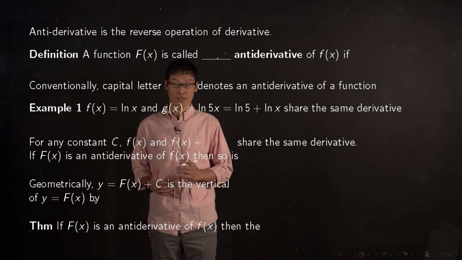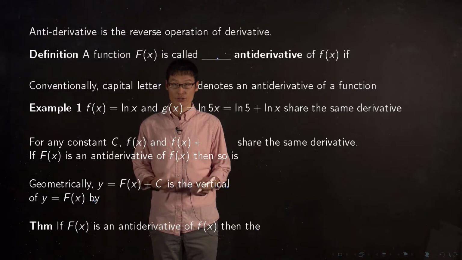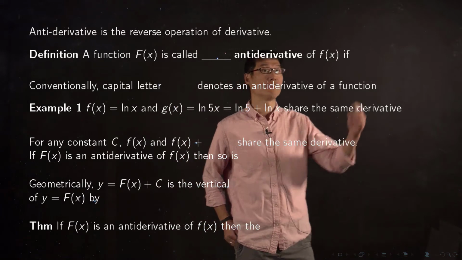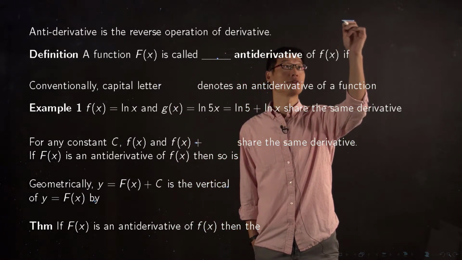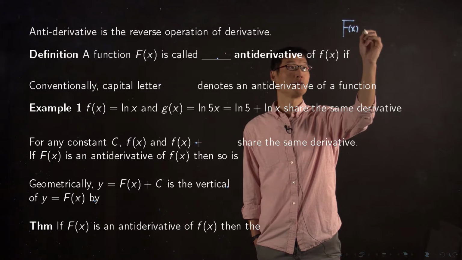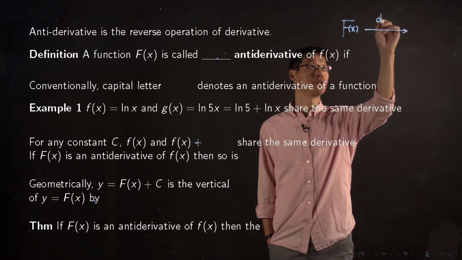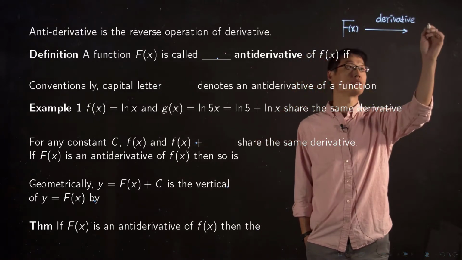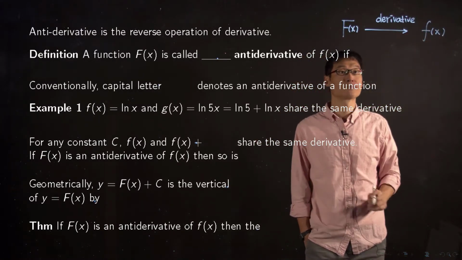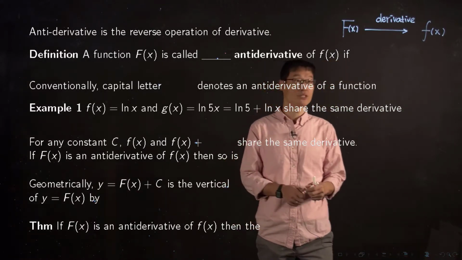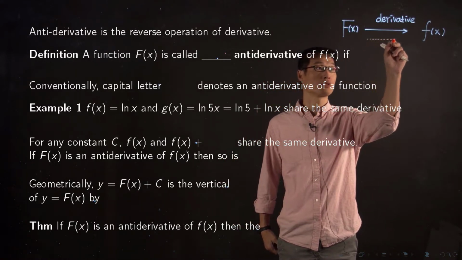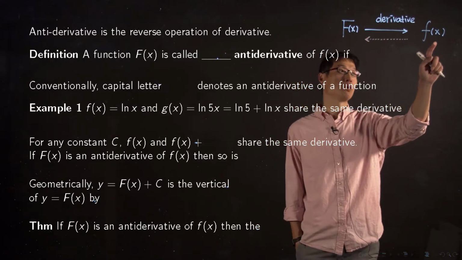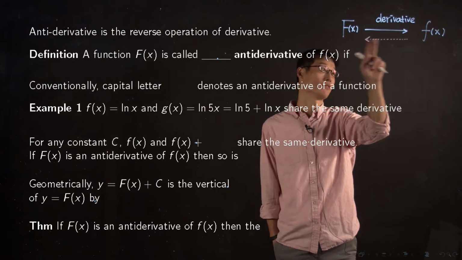The next topic is antiderivative. Well, antiderivative is the reverse operation of derivative. Suppose we have a function capital F and then take derivative. Suppose derivative of this is f of x. Then what we are interested in is the reverse operation. For a given function f, we want to find some function whose derivative is the given function.